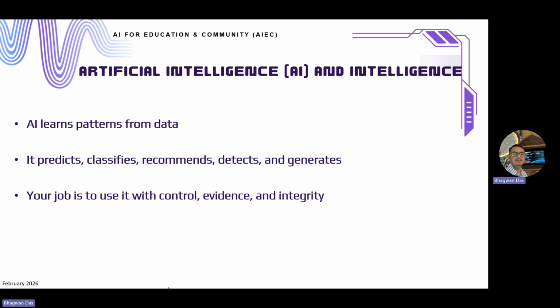The point I want to make here is that whenever you use AI, you should think about whether this is a predictive job, a classification job, or a recommendation job, like what you get from Netflix, where when you watch one movie, you are recommended others in the same domain or category. Or it is a detection job, or a generating job, in terms of ChatGPT, Microsoft, Gemini, or other platforms. So I want to make clear that your job is to understand the actual AI purpose and also use it with evidence and integrity.